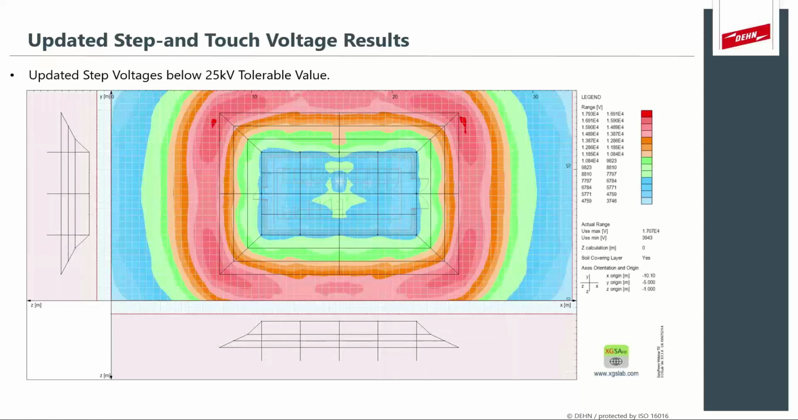If we look at it then from the top, we can see that this is a graph now of the step voltages and of the ground potential rise itself. You can see that we do not exceed the 25 kilovolt limit that we were aiming towards, and the system is then also safe against step voltages.